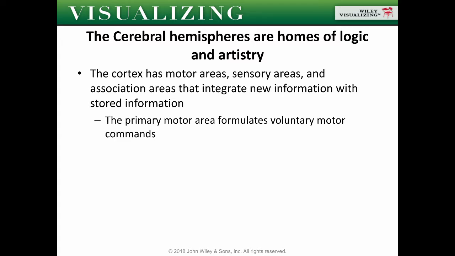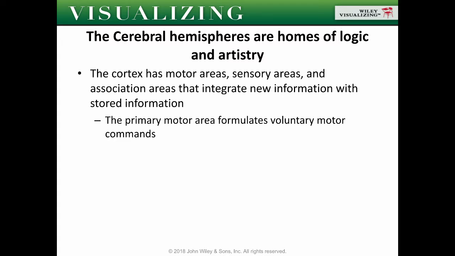So the cortex has motor areas, sensory areas, and association areas that integrate new information with stored information. So remember the left brain and the right brain. Although there are some challenges right now to that concept of the left brain and the right brain. But anyway, the idea is that because you have two hemispheres of your brain, you have areas that are dedicated to sensations, to different motor skills, etc., etc.